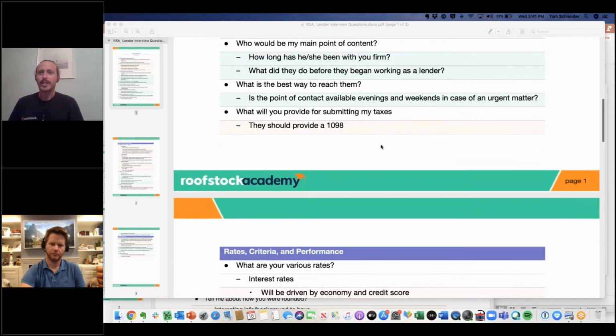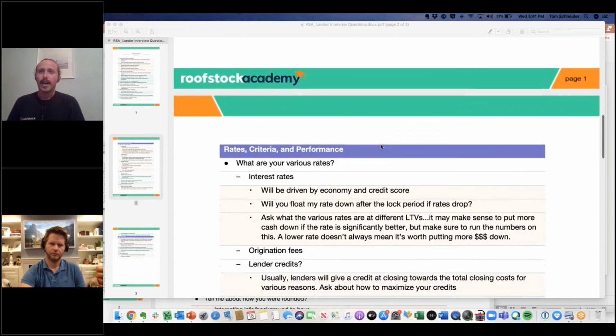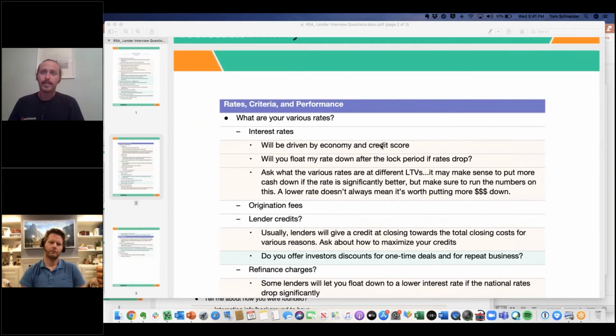Then getting into rates, criteria, and performance, ask about various interest rates. And so this is going to be driven by what the economy is doing and your specific credit score as a borrower. Asking them about a rate float down after the lock period.